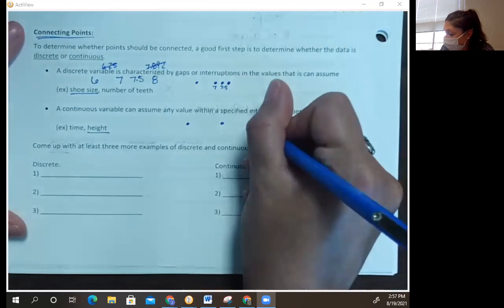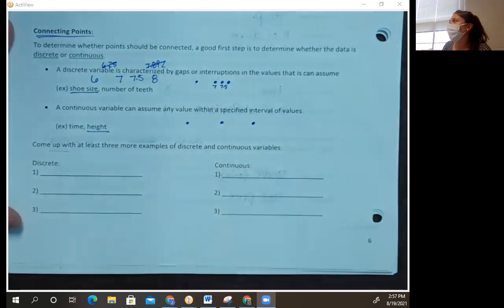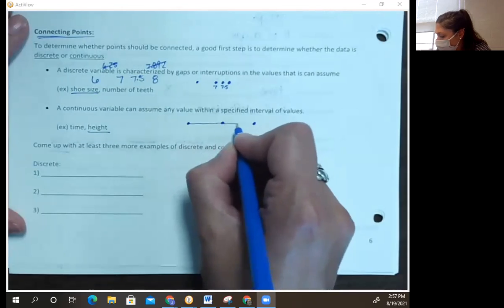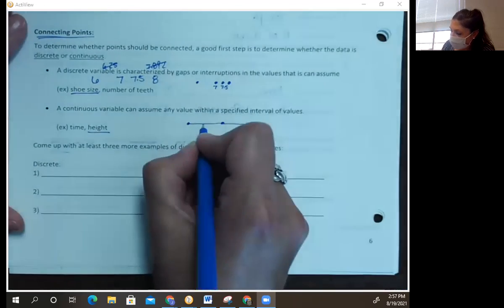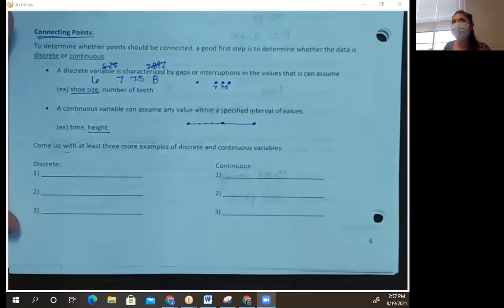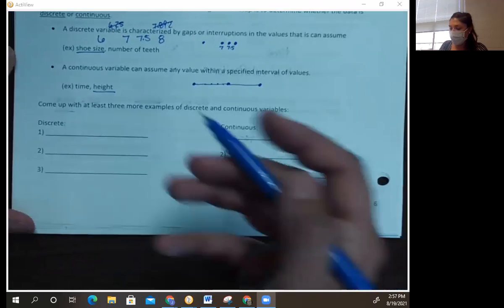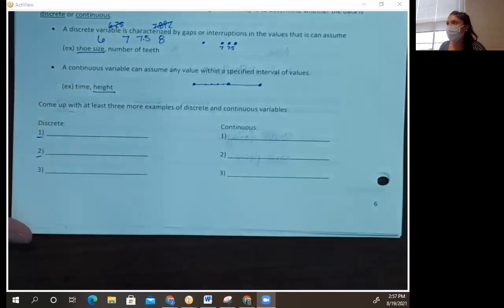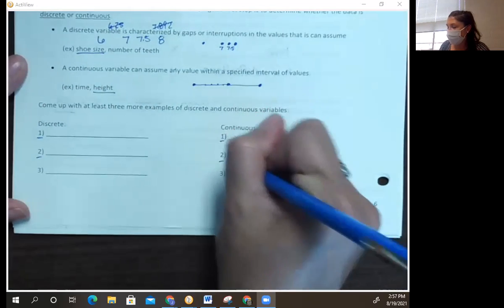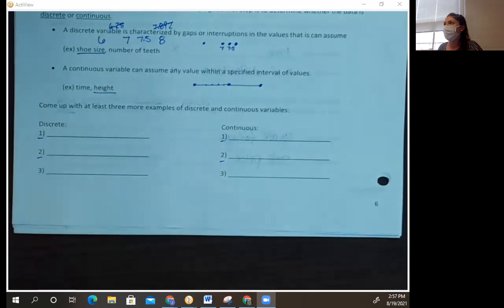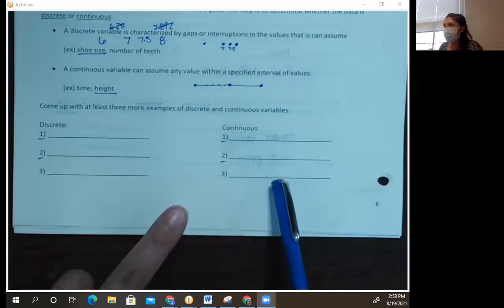So if I'm looking at height, I may have heights of a few people based on some other factor, but we know that height can be any number. So it would be okay to connect these because I could have heights in between these values. Does that make sense for continuous? Okay. Now what I would like you to do is to come up with 2 more variables that would be discrete variables and 2 more variables that would be continuous variables. So I'd like you to think of 2 examples for each of these for me.